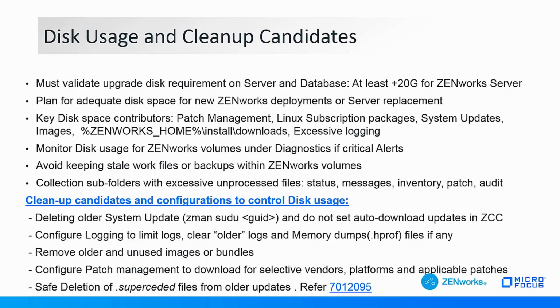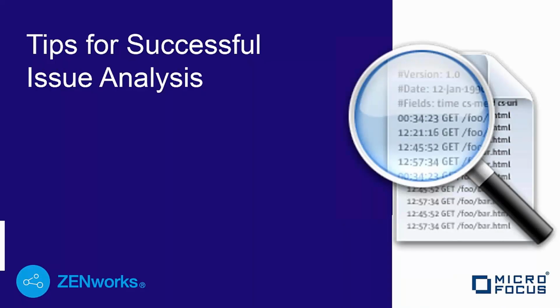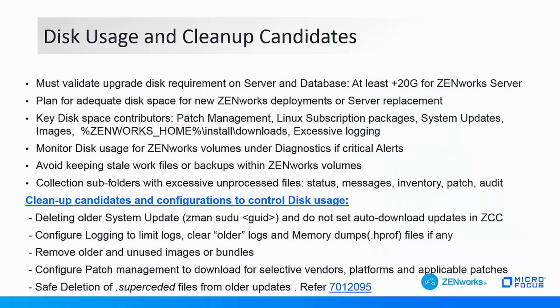Remove older and unused images, or any kind of unused bundles in the zone. Configure patch management to keep only selective vendor patches and only the platforms that you need, like only Windows. You don't need Linux or Mac, then you can just take that out. You can only consider applicable patches for your zone.